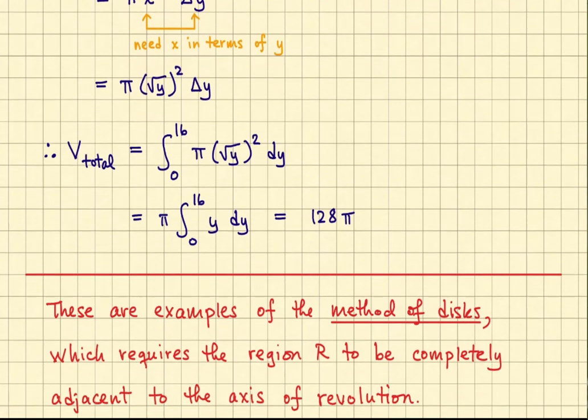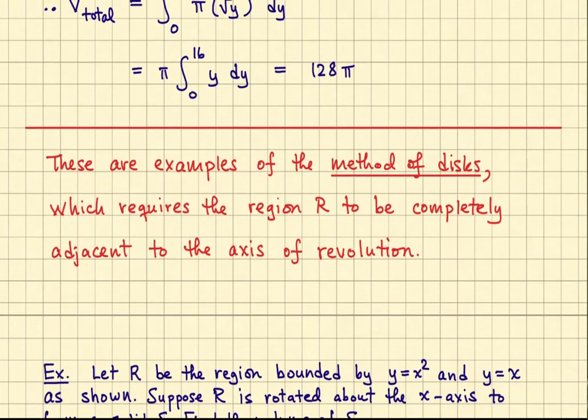Both of these are examples of the method of disks. We say the method of disks because when we sliced in the correct direction, we got a little disk, or a little thin cylinder, a little penny if you will. In order for that to happen, for us to get disks, it requires that the region R that we started with be completely adjacent to the axis of revolution. So what we want to look at next are some examples where we have a region that we're going to rotate, but it's not completely adjacent to the axis of revolution, and that's going to cause us to have a slightly different geometry.